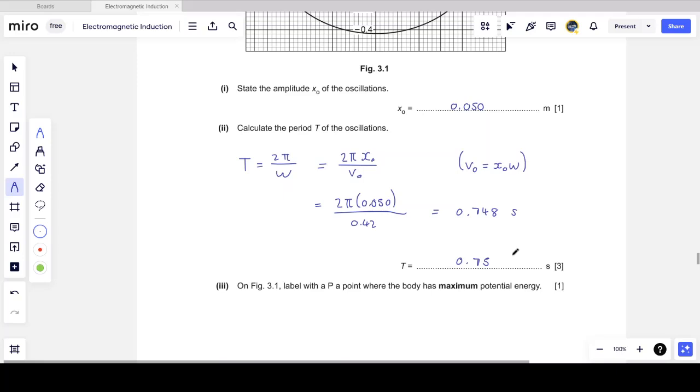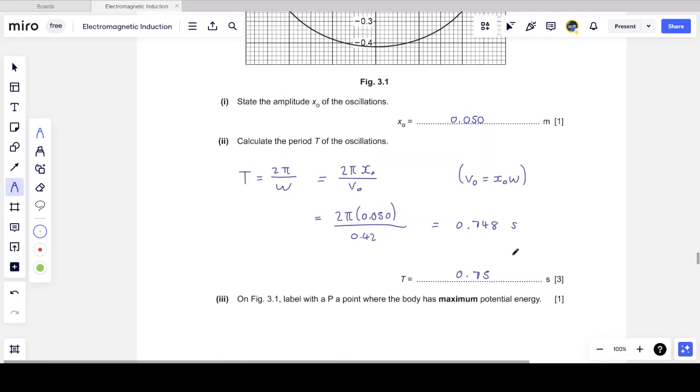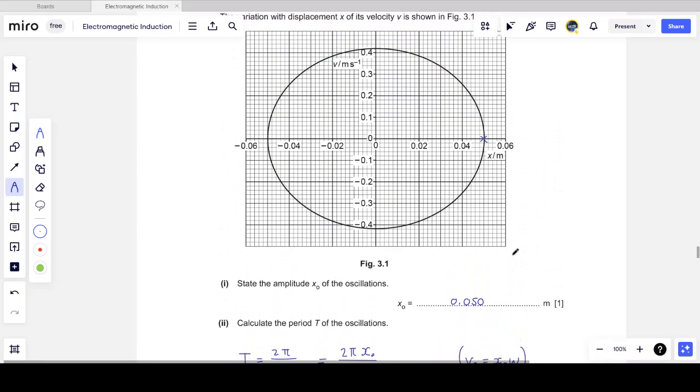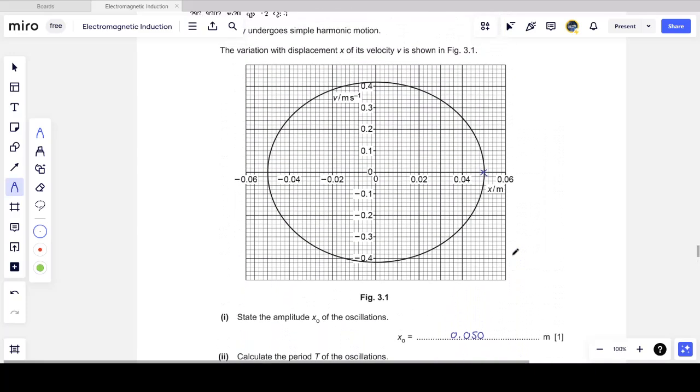So that's how I would find the period if I only knew the amplitude and the maximum speed of my oscillating object. Now part 3 says, on the figure, very specifically on the figure, label with a P a point where the body has maximum potential energy. So again, I'm just going to assume that this is a mass oscillating on a spring, so potential energy would be elastic potential energy. The maximum elastic potential energy will happen when the object has zero velocity, when the spring is maximally extended. And so this would be a point P here, zero speed and maximum extension.